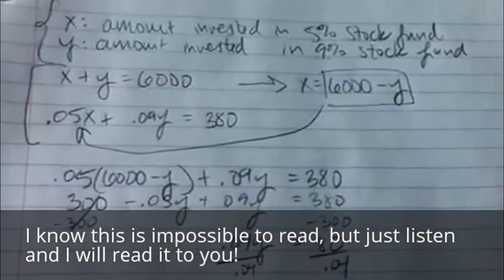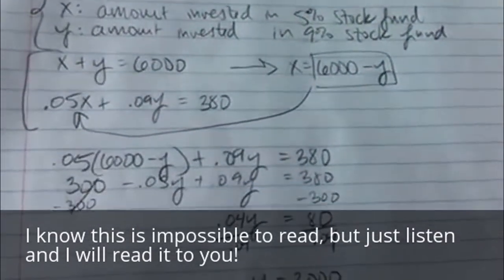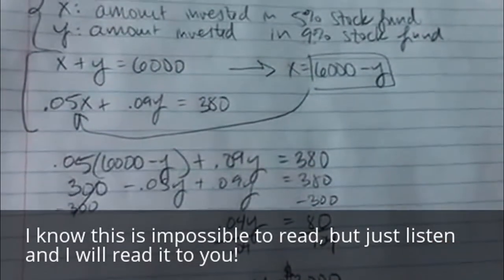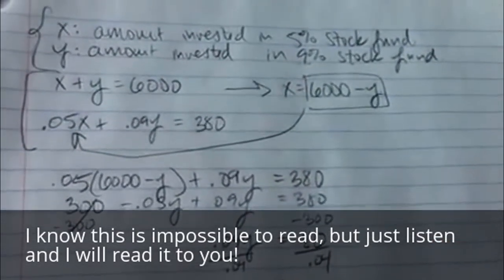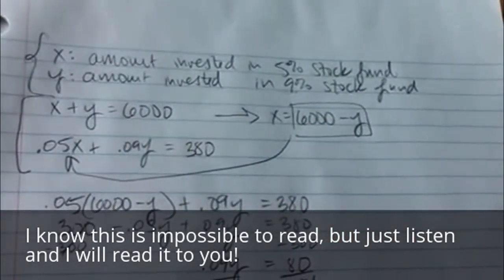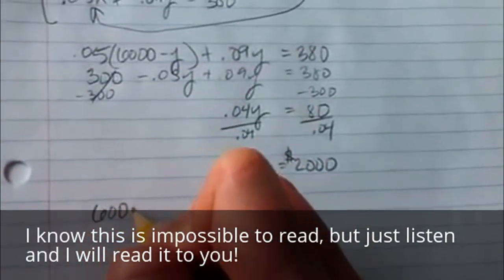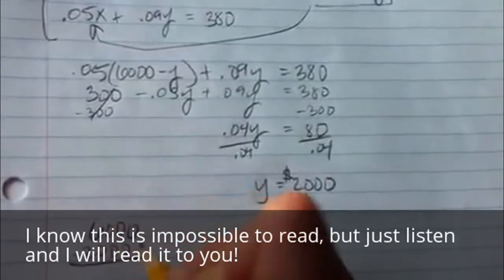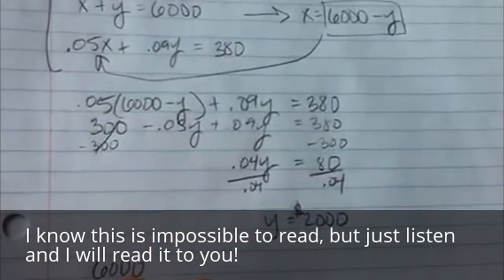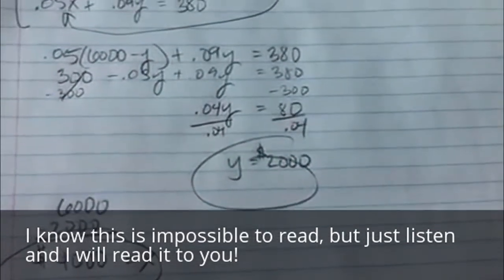So what does that tell me? Well, let's look back up here. What is y? It's the amount invested in the 9% stock fund. So if he invested a total of $6,000, and I know he invested $2,000 in the 9% fund, how much did he invest in the 5% fund? Well, 6,000 minus 2,000, right, equals 4,000. So that's going to equal x. So there are your answers.